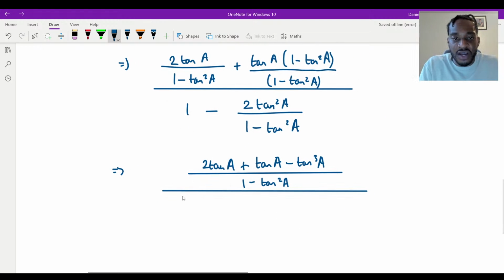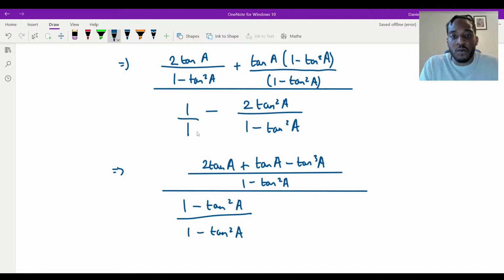And then let's do the denominator now. Now that's a 1. I can write it as 1 minus tan squared a over 1 minus tan squared a, like that. Because we need the same denominator. Remember, this is the same as 1 over 1. The denominator is 1 minus tan squared a. So I can write the 1 as 1 minus tan squared a over 1 minus tan squared a. And then I've got this minus 2 tan squared a over 1 minus tan squared a, like that.